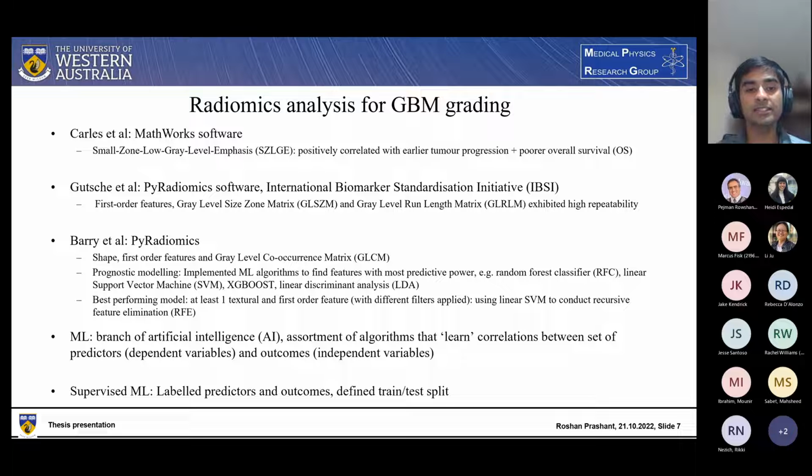So in these, the predictors and outcomes are already labeled, and there is a defined train to test split of the data. Usually with machine learning, the whole data set is split such that the model is trained on some proportion of the data set, and then the model, upon learning on that training data set, makes predictions on the remaining data that was not used for training, and that's known as the test data set.